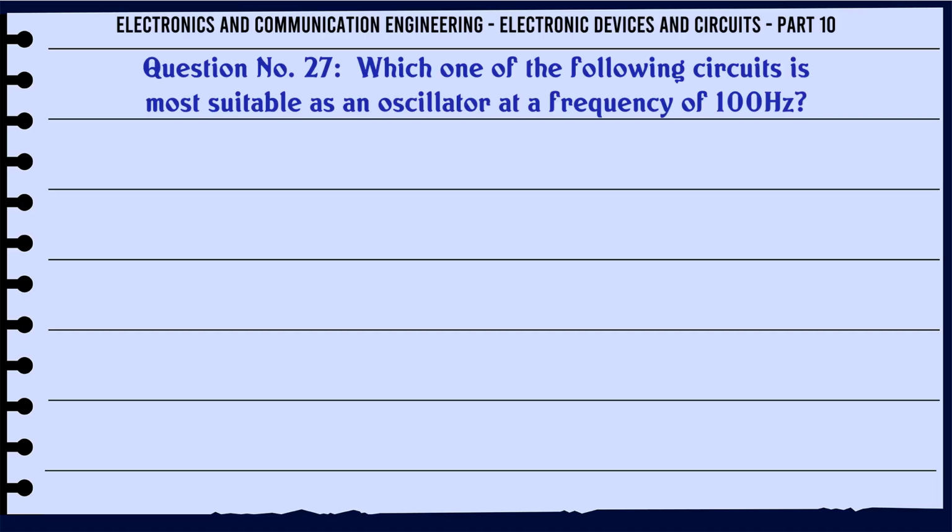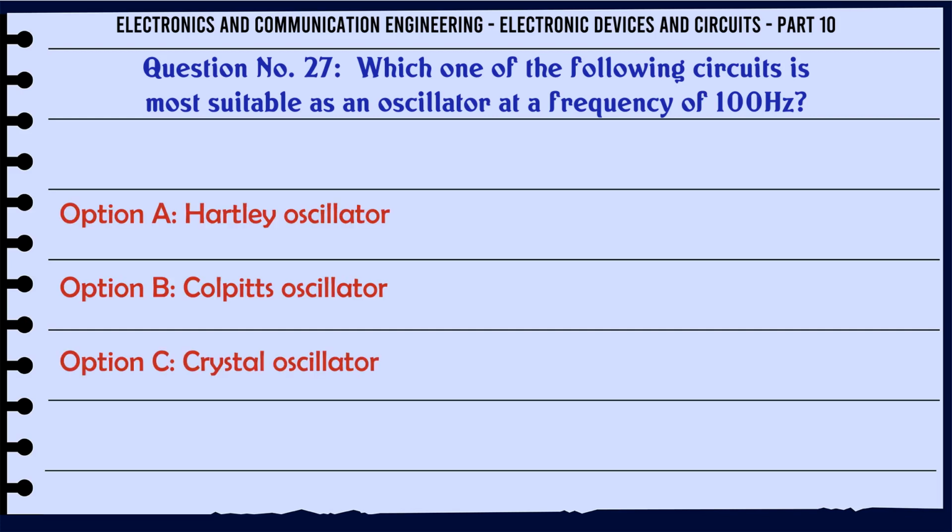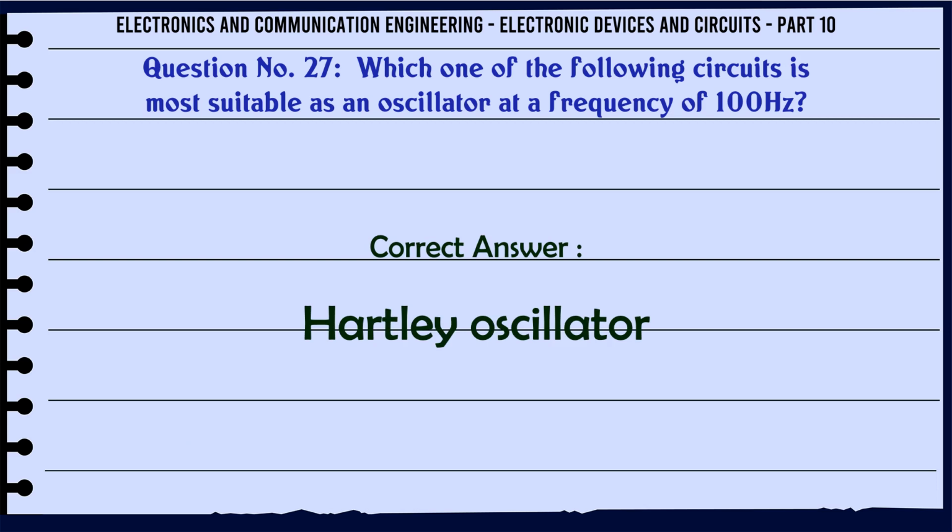Which one of the following circuits is most suitable as an oscillator at a frequency of 100 Hz? A. Hartley oscillator. B. Colpitts oscillator. C. Crystal oscillator. D. RC oscillator. The correct answer is Hartley oscillator.